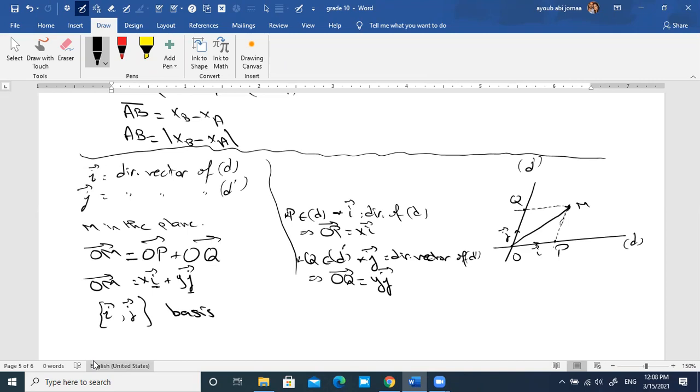Why? Because for any point M in the plane, wherever you take the point M in the plane, you can write OM as a linear combination of vector I and vector J. Or in other words, it can be written in terms of I and J. Together with point O, vector I, vector J, here we call it the coordinate system of the plane.